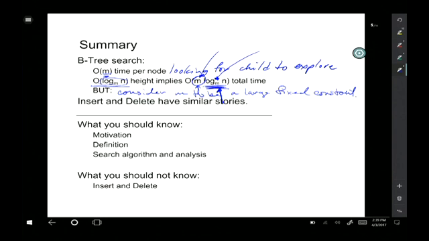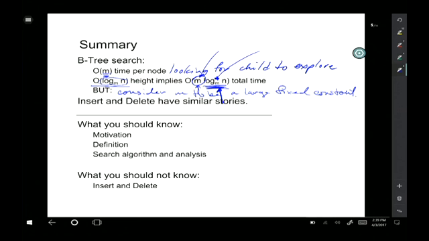Just to observe that in practice, big values of m will slow down the number of disk seeks a lot. Okay, so what you should know is why we do this. Disk seeks are expensive and data is big. The definition, that's that list of characteristics of this structure. So you should be able to look at one and hypothesize about what order it is, for example. And then the search algorithm that you saw and the analysis that we did today.